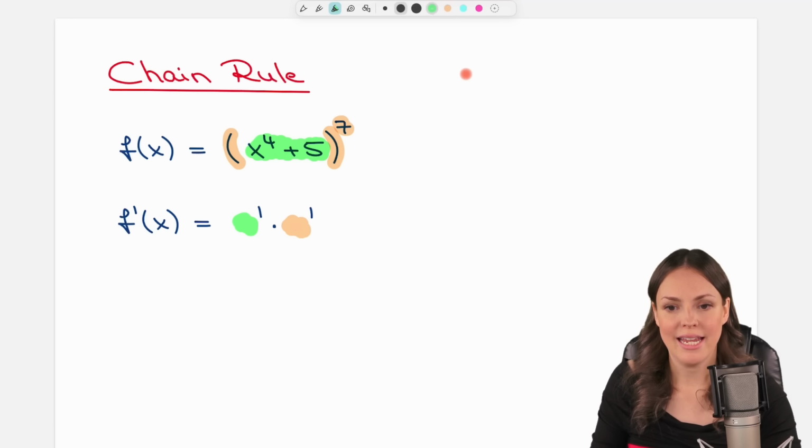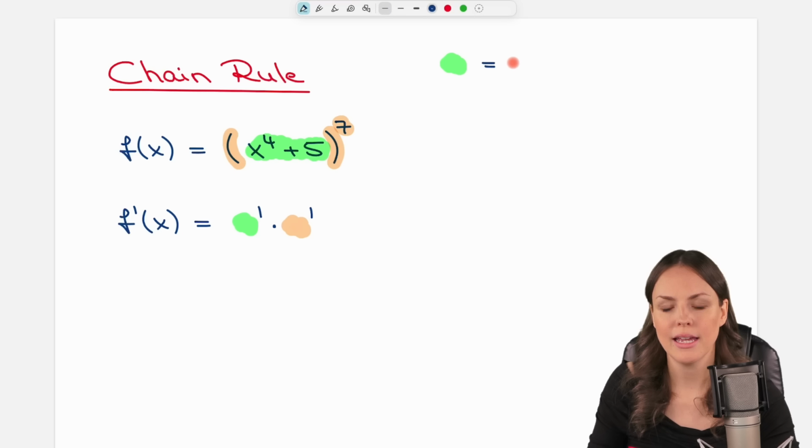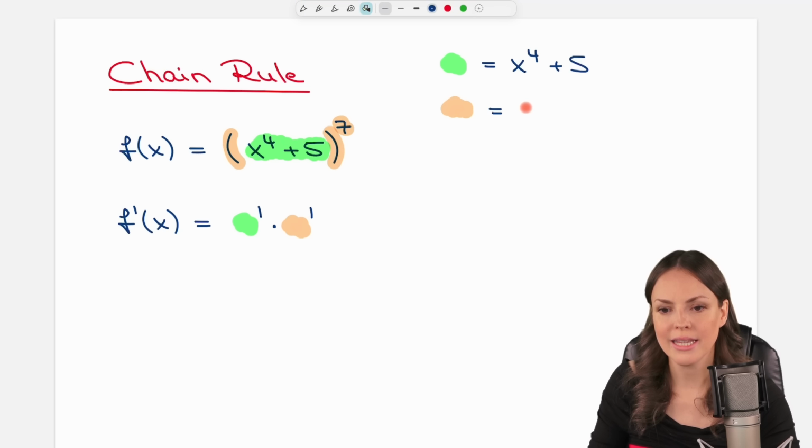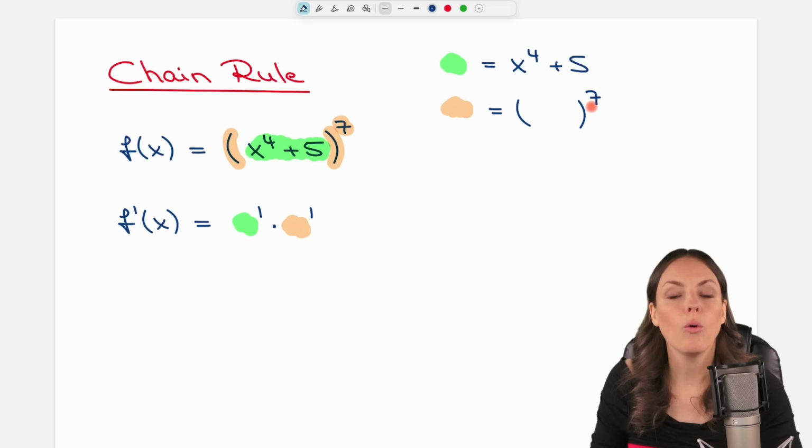So in our case, our inner function, the green part, everything that is in the parentheses, is x to the power of 4 plus 5. And the outer function, the orange part, is everything that is outside. So that is the parentheses and then to the power of 7. This is my orange part.